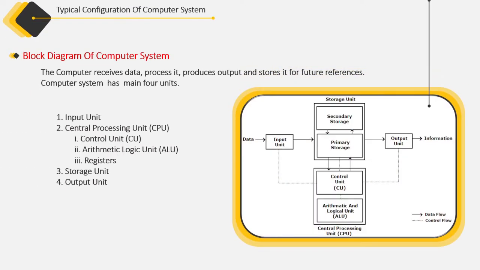Block diagram of a computer. A computer system mainly consists of four units: input unit, central processing unit, memory unit, and output unit.